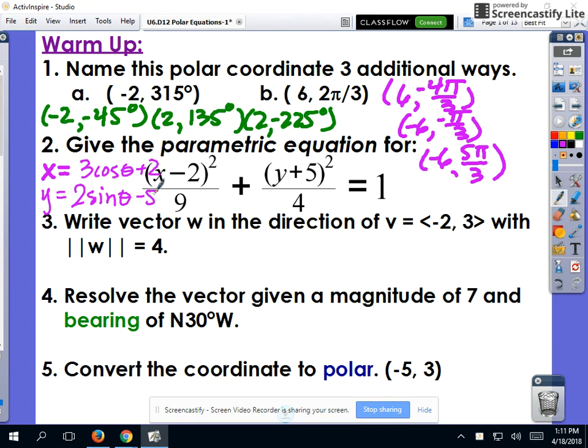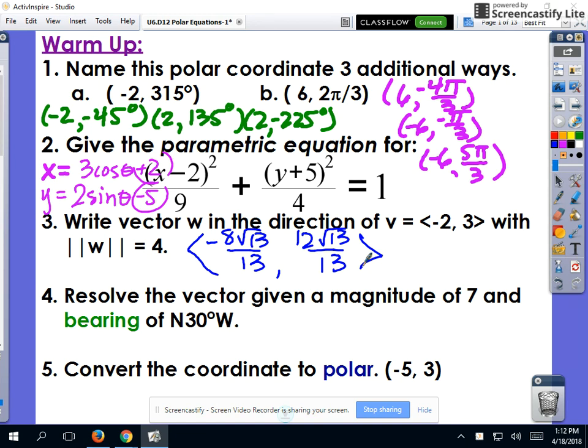So as we talked about, the center is 2, -5. So that's where this 2 came from. That's where this -5 came from. And then we have 3 for the horizontal radius and 2 for the vertical radius. Number 3, answer is -8 root 13 over 13 and 12 root 13 over 13.